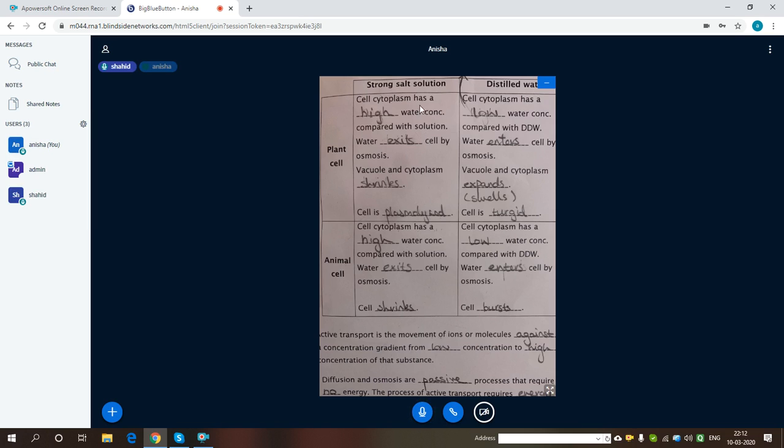Yes, the plant cell in strong salt solution. The reason I thought that is it's supposed to be high water concentration because it needs to go to a low water concentration, therefore it shrinks. I understand the strong salt solution, it's more the one with distilled water. I don't get what it means by has a low water concentration compared with DDW.